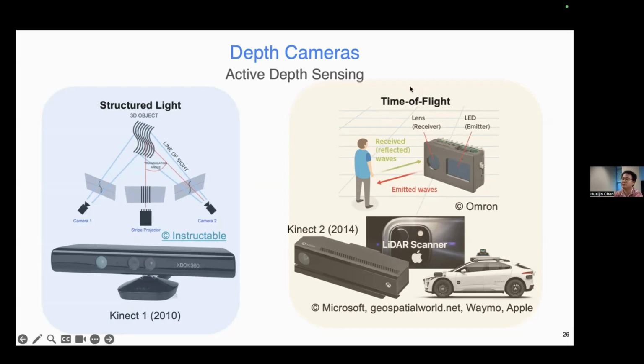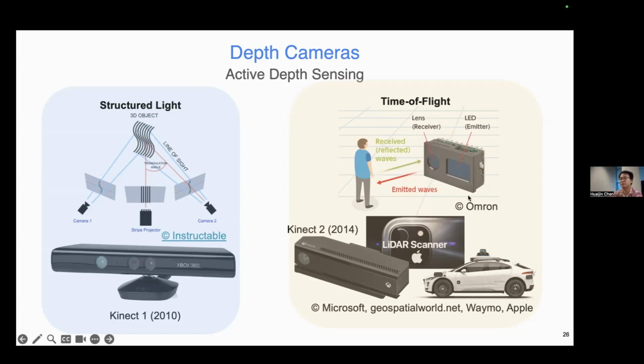On the time of flight side, the principle is quite straightforward. You have a laser right next to a camera. You shoot out a laser to the scene, to your target. The photon will hit the target and then return back to your camera. Since you know the speed of light, if you can know how long it takes for the light to be emitted, hit the target, and then get back to your camera, in that way you can calculate the distance.